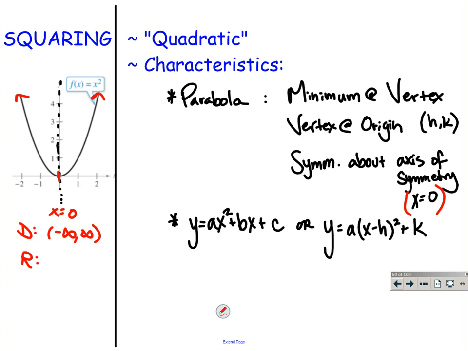Range is y, so y is greater than or equal to the vertex, 0. Greater than or equal to, so could I do a closed bracket with 0 to infinity? Of course. The bracket means including, it's at 0 as well. So it's not just skimming 0, it's actually hitting it. Otherwise known as greater than or equal to, not just greater than.